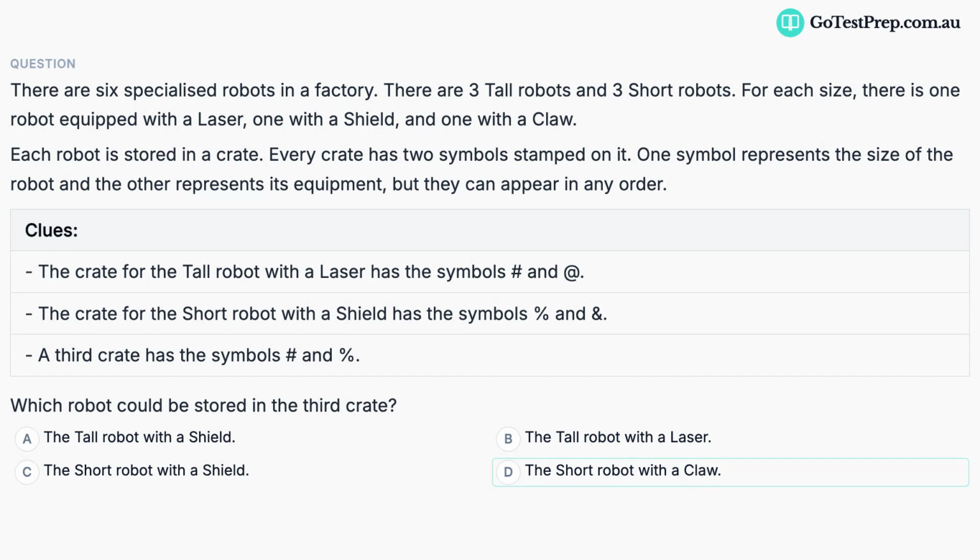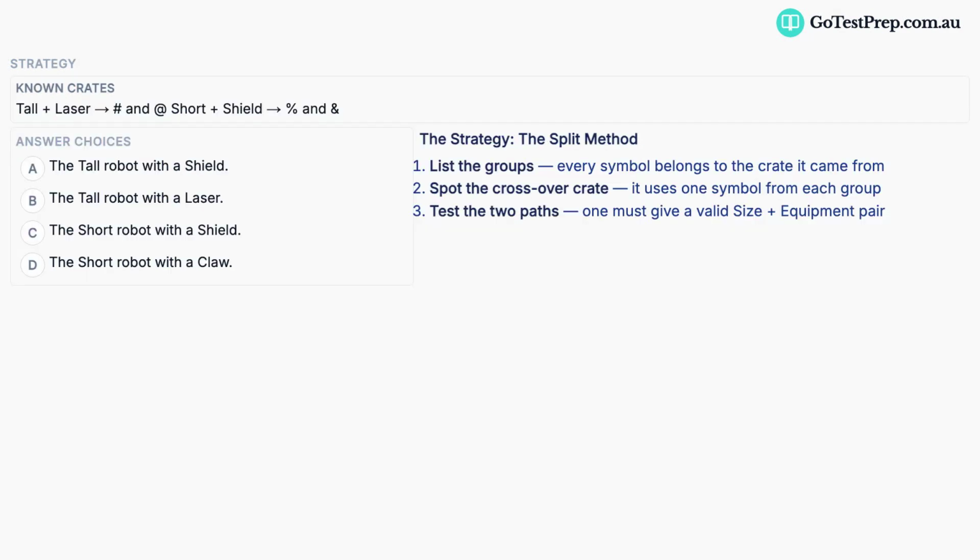All right, let's work through this step by step. Our strategy is the split method. Quick plan first, then we'll work through it together. Let's think about what we know before doing anything. For symbol code questions like this, the split method is the key move. Every symbol came from a known crate, so we know which group it belongs to. Then we look at the mystery crate, which takes 1 symbol from each group. A crate must have 1 size symbol and 1 equipment symbol, so we test which assignment works.